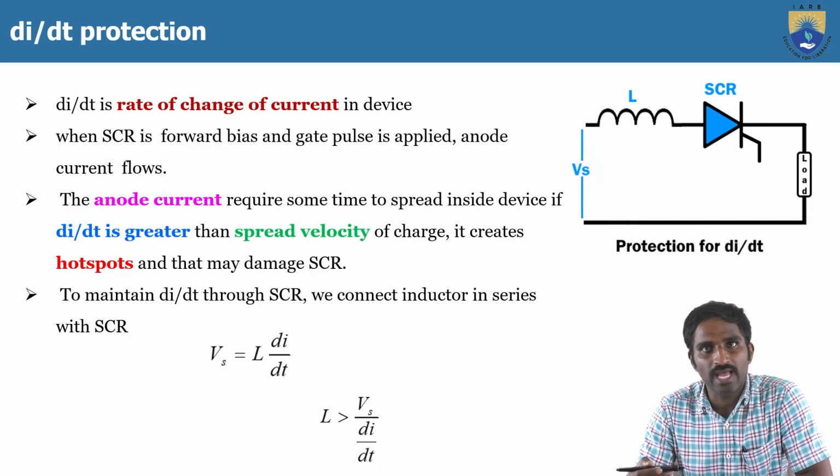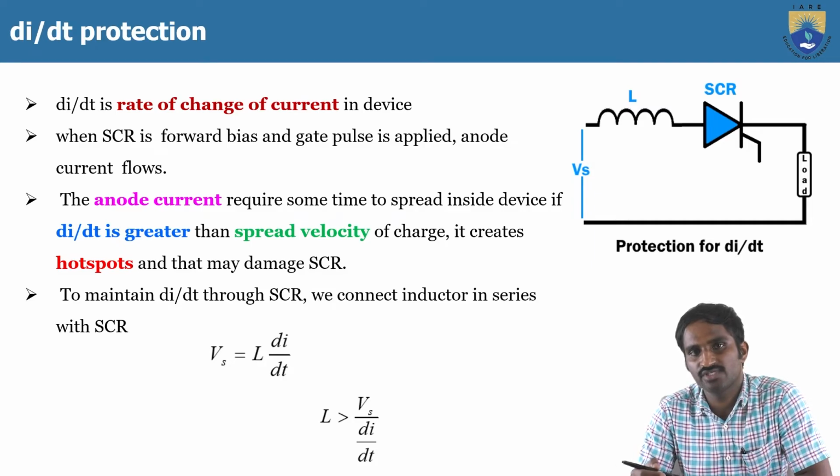If the anode current requires some time to spread inside the device, and di by dt is greater than the spread velocity of charge, which means the rate of increase of the current is greater than the spread velocity of the charge, then it creates hot spots, so that the thyristor may get damaged.